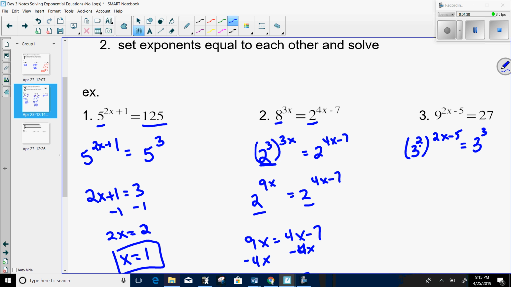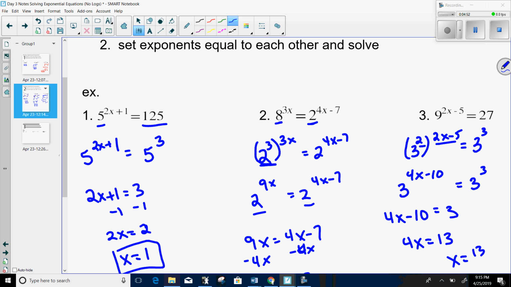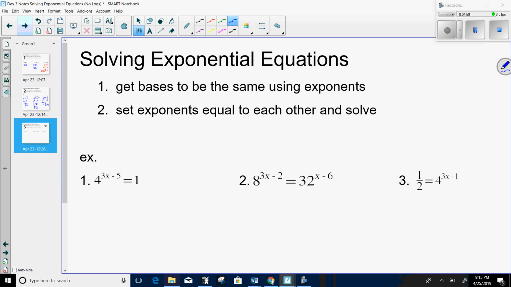But then I have a power raised to another power. I have to multiply those, and it becomes 3 raised to the 4x minus 10 equals 3 to the 3rd. Bases are now the same. Set your exponents equal to each other and solve. Add the 10 over, so I get 4x equals 13. Divide, and I get x equals 13 over 4. And there's that answer. Okay?